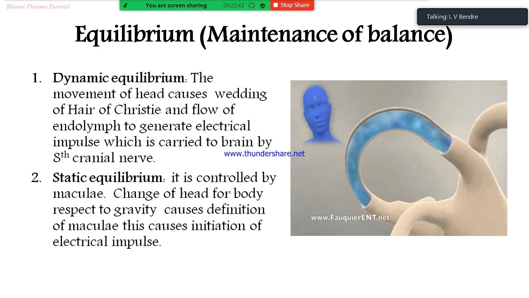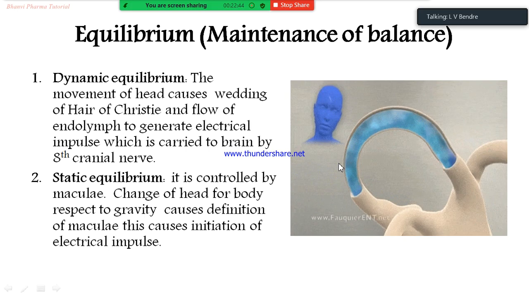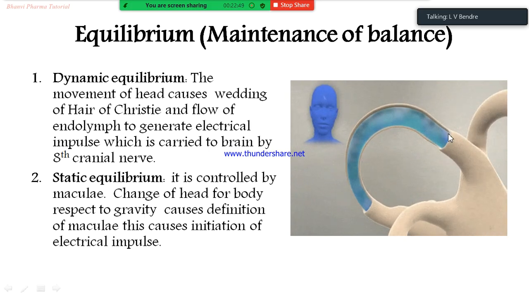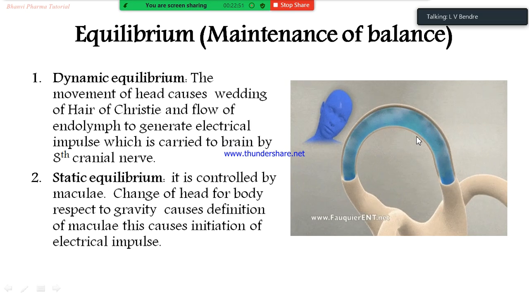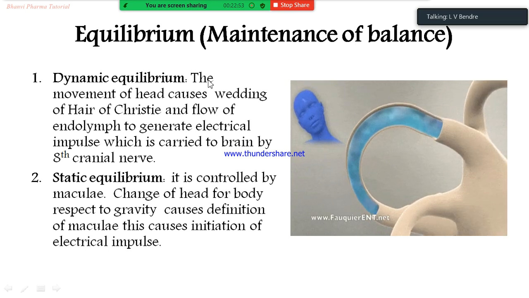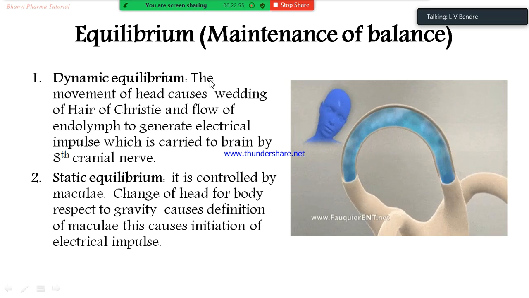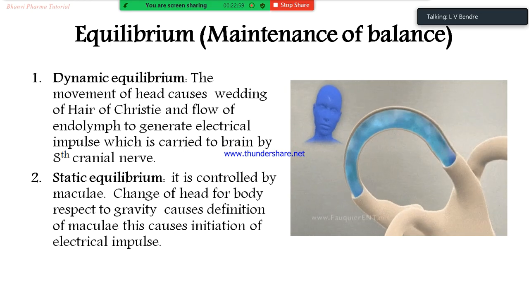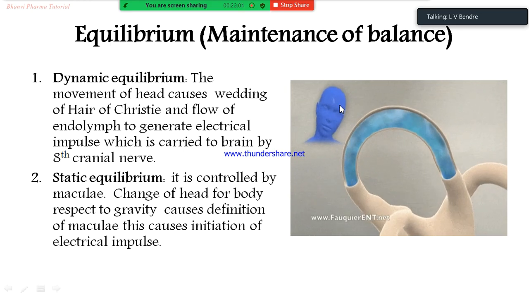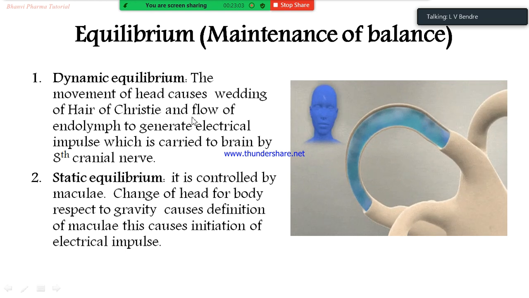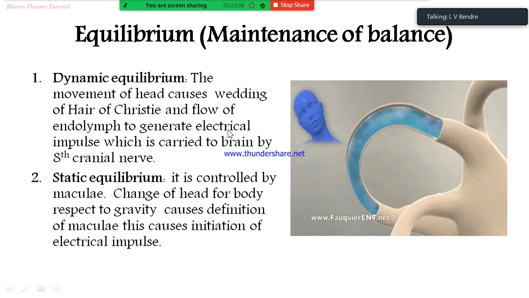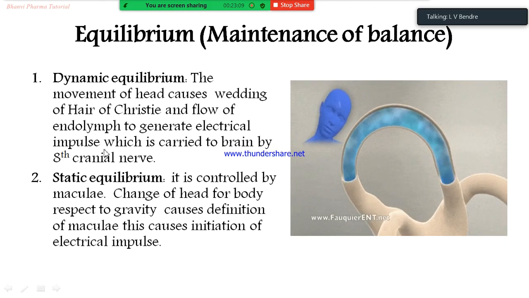In the dynamic equilibrium, the inner ear contains a fluid called endolymph. The movement of the head causes bending of the hairs of the cristae. The flow of the endolymph generates electrical impulses.